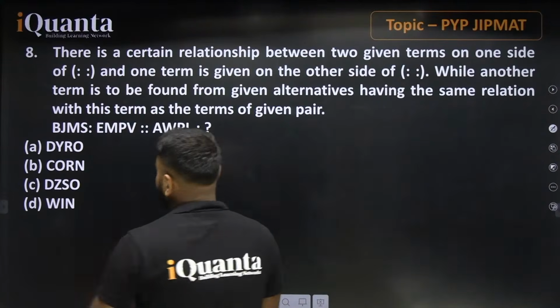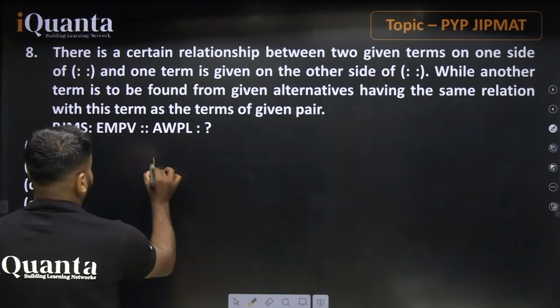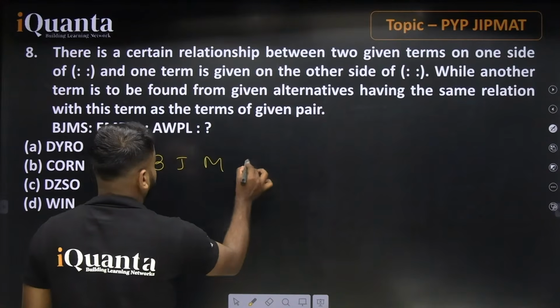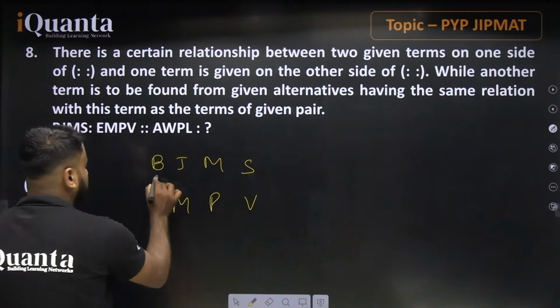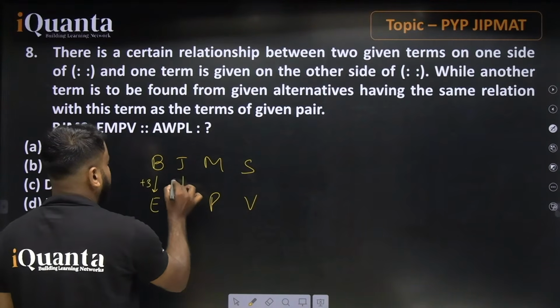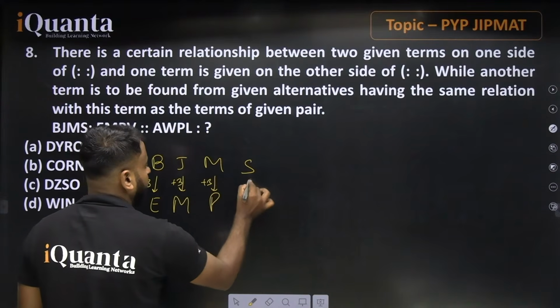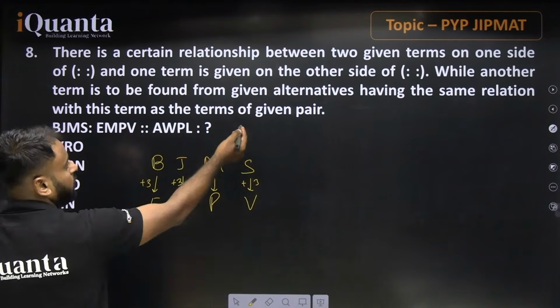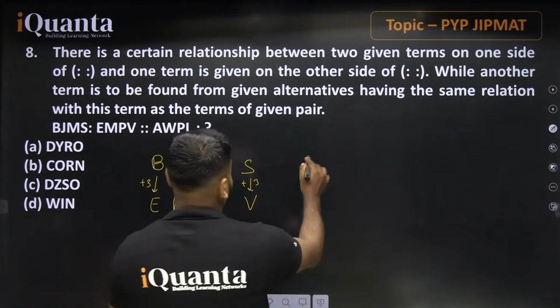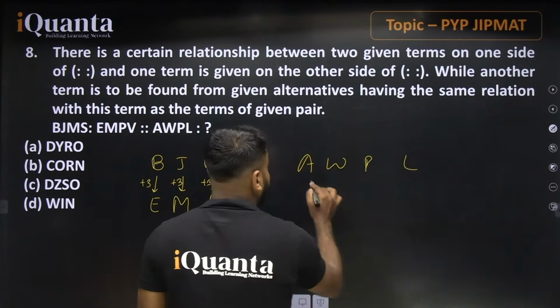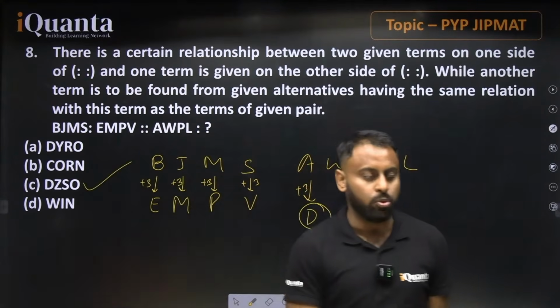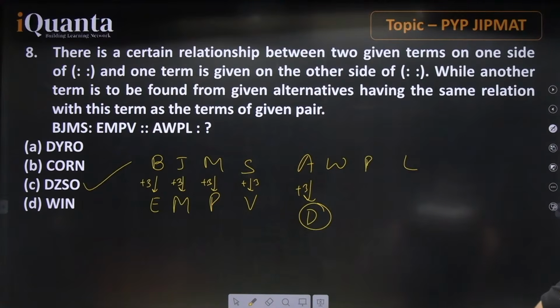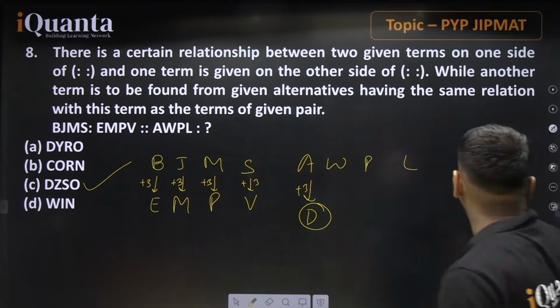Yes. So if talking about this, here we have B, J, M, S, then we have E, M, P, V. Beta, this is +3, right? Then again +3, and then again +3, and again +3. So what you have to do here, the value is mentioned AWPL. You don't have to go for all the alphabet, just add 3 over here, the value is D. The option which is starting from D is DZSO, है ना. I think that you guys already did this. Chalo, let's talk about another question beta.